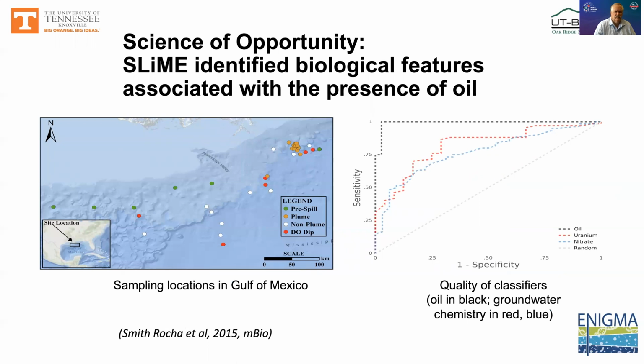Science of opportunity. Because we had this data, and we had a lot of data from Deepwater Horizon, in this same paper in mBio, you can see where we used that data that we had on the microbial community structure, looking at the sensitivity and specificity to predict the oil. And it predicted the oil almost perfectly, even better than it predicted the uranium and nitrate, which was actually quite good also.